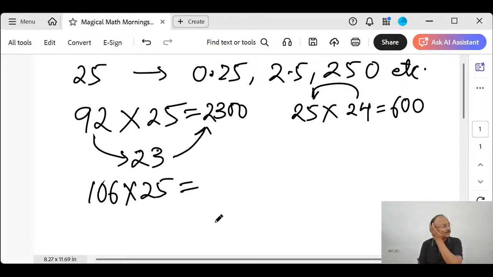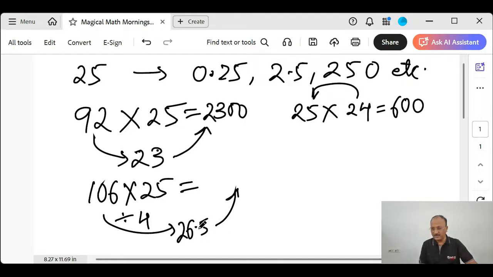Try this. Now comes a little bit of a challenge because 106 is not divisible by 4. Correct? But still we'll divide by 4 because it comes in fractions. If it is a fraction, then multiplying by 100 is not that difficult. Correct? 106 half is 53. Then half is, we'll think about 26.5.